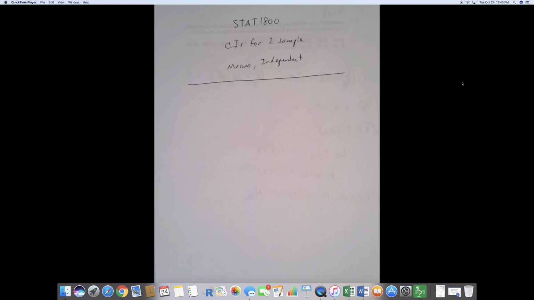All right, guys, STAT1800, confidence intervals for two sample means. We're looking at the independent case right now.